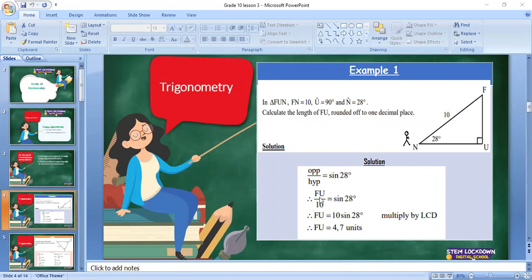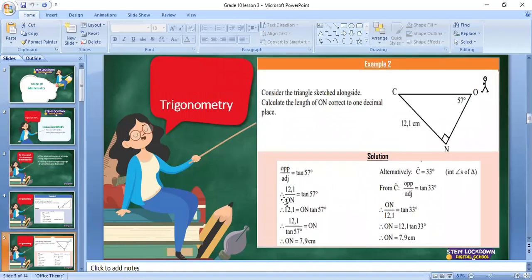Hope that is clear. Now from there we cross multiply to find our FU. So cross multiply: FU over 1 times 10 gives FU equals 10 sine 28. Punch this in your calculator, you get 4.7, in one decimal place. Don't forget to always follow the instruction. If it's one decimal place, you must do that. If you don't approximate to one decimal place, you're going to lose marks for not rounding off. Hope you understand that. All right, so you can go to the next example now.